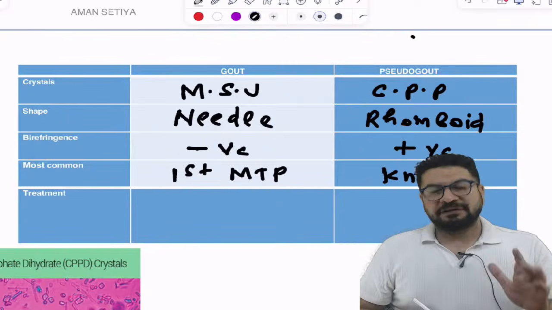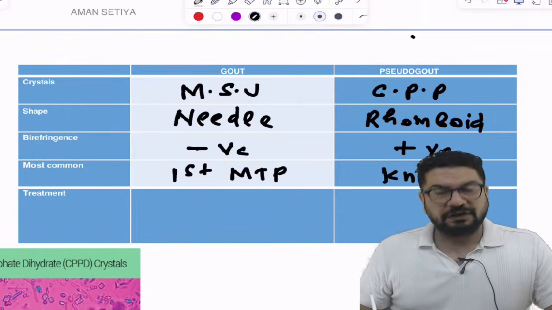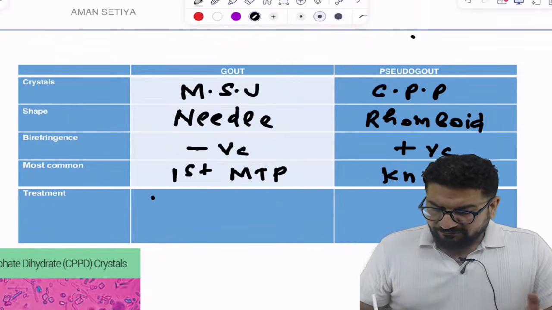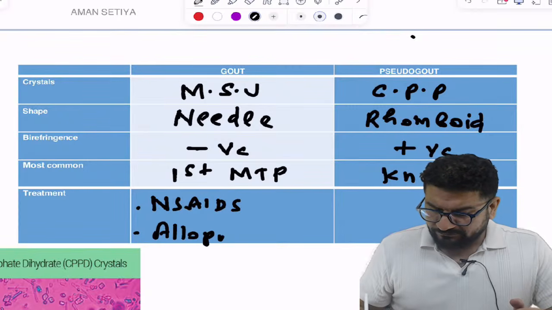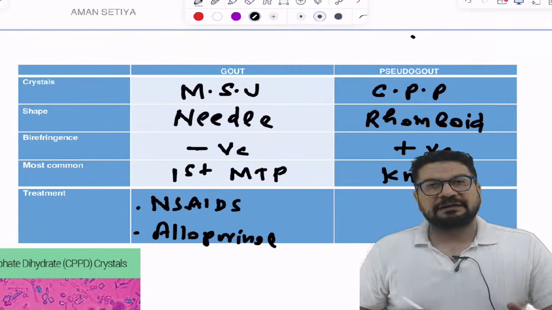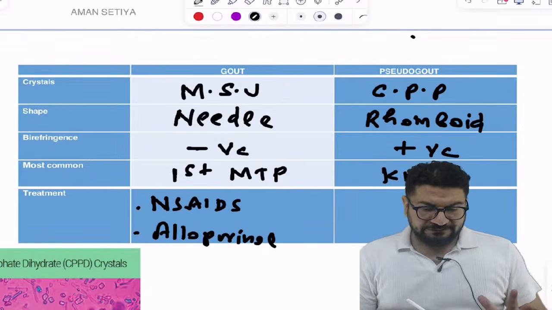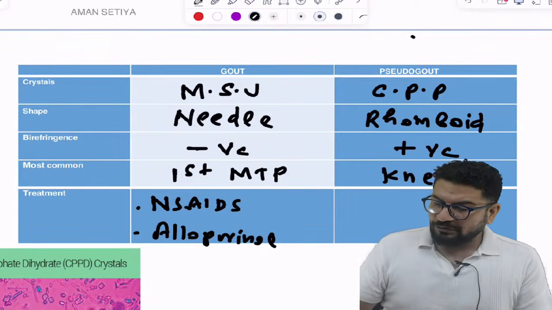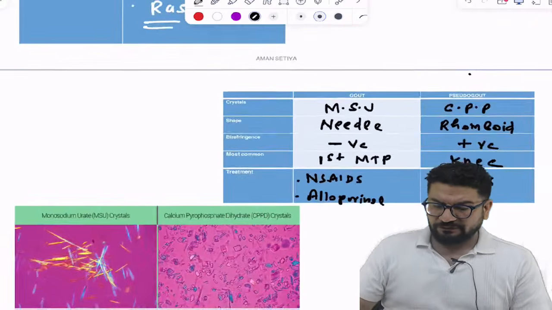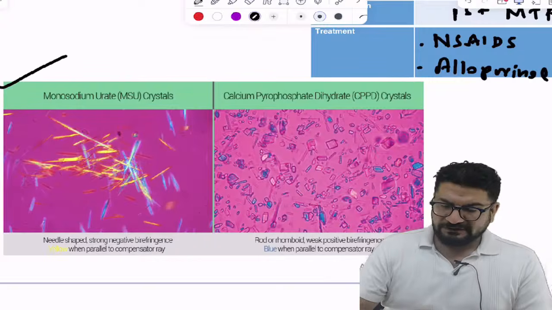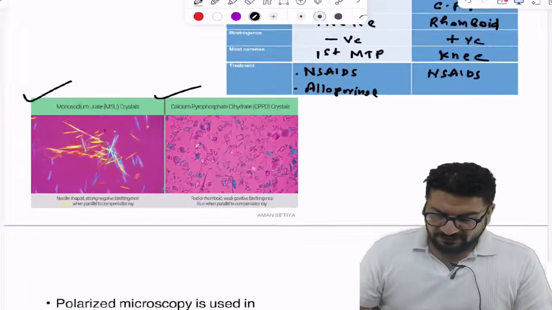Now coming to treatment, how we are going to treat. In gout, we give the same drugs which we have discussed already. In acute attack, I will use NSAIDs. Drug of choice in chronic case is allopurinol. And remember, NSAID of choice will be indomethacin. Now they ask you what we use in pseudogout. Pseudogout is an acute condition, so we will use NSAIDs. So this is about pseudogout and gout: monosodium urate crystals and calcium pyrophosphate.